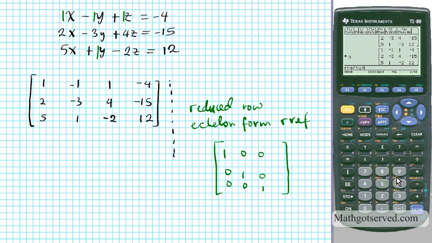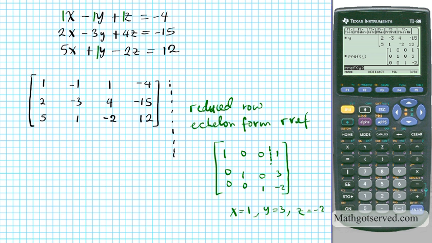Y, enter. Down. See, this is a reduced row echelon form, and it tells me that my solutions are going to be 1, 3, -2. So basically, x is 1, y is 3, z is -2. Okay? Now this is the shortcut. This is just a quick way of doing it.